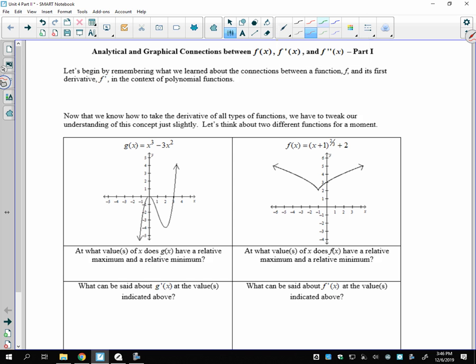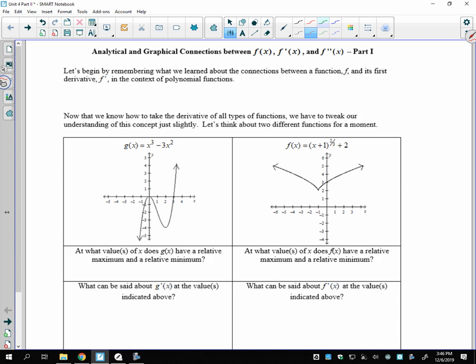Okay, some of the last stuff that we have to do here with derivatives is just making connections between our graphs and the derivative, and we're going to talk a lot more about the second derivative that we haven't done so far. So it says, let's begin by remembering what we learned about connections between a function f and its first derivative f prime of x in the context of functions.